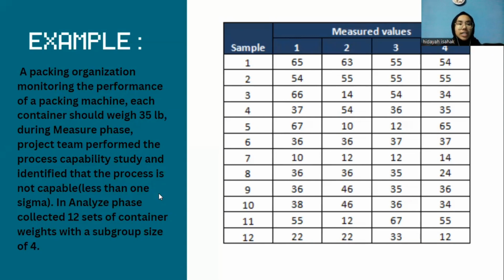A packing organization is monitoring the performance of a packing machine. Each container should weigh 35 pounds. During the measure phase, the project team performed the process capability study and identified that the process is not capable. In the analyze phase, they collected 12 sets of container weights with a subgroup size of 4. This is a table of the data. We have 12 samples and we have 4 subgroups.